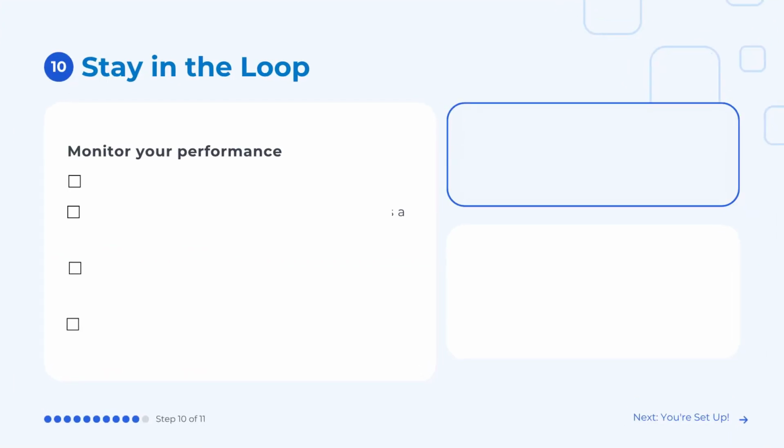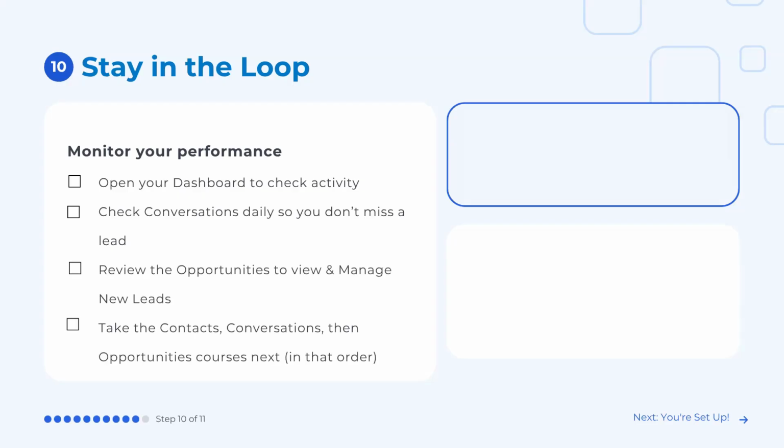It's important to stay in the loop when it comes to managing your team. And now is the part where everything is set up. So it's time to add your team. You're going to want to monitor your performance. Open the dashboard, check activity, check conversations, review the opportunities. Regular monitoring helps you identify what's working and what needs adjustment. Set a task reminder for your weekly check-ins.